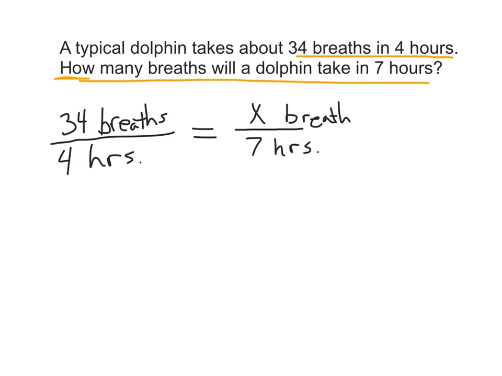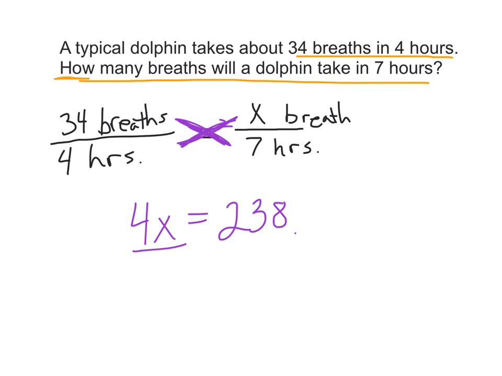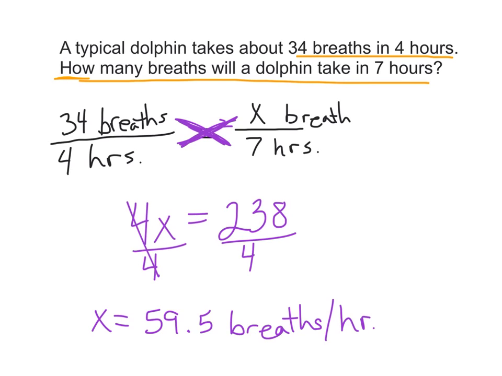Now, just like we did before, we can set up an equation by cross-multiplying. Okay? So 4 times x is going to give me 4x, and that's going to be equal to 7 times 34, and that equals 238. And now I want to get x by itself, so I divide both sides by 4. And when I solve that, I get 59.5, and then don't forget your label, breaths per hour.